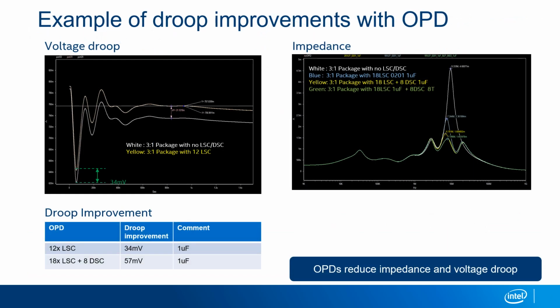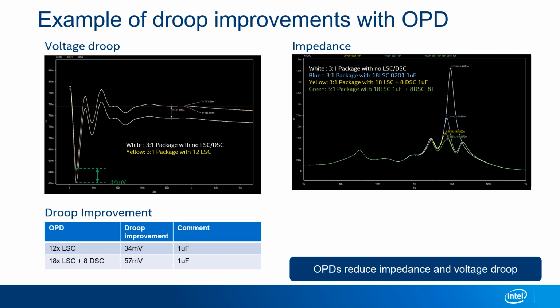So here's a picture of the voltage droop that we just discussed and the effects of the land side and die side caps. The voltage droop picture on the left shows the top yellow line with 12 land side caps, a droop improvement of 34 millivolts. On each of these on-package decoupling options, either the 12 land side caps or the 18 land side caps with 8 die side caps are implemented based on the package and the die.